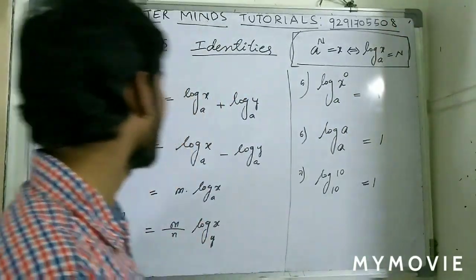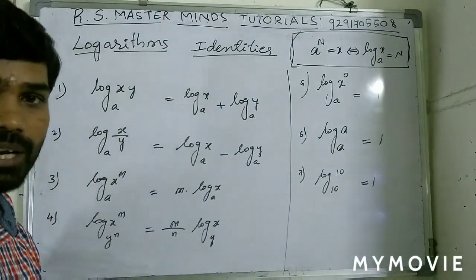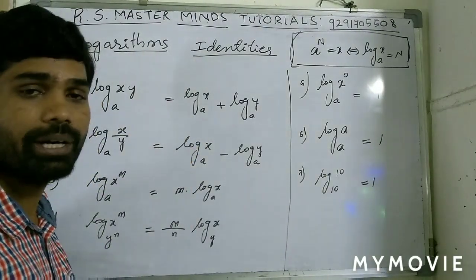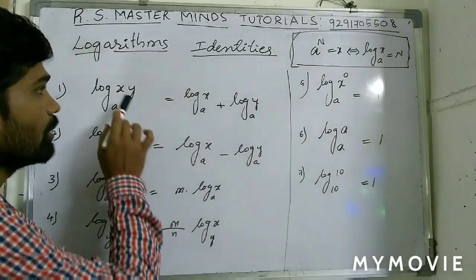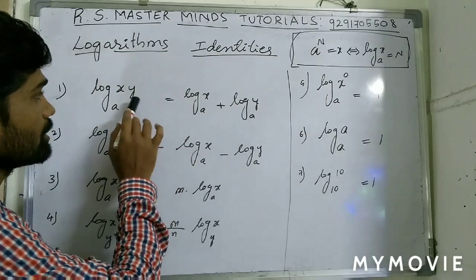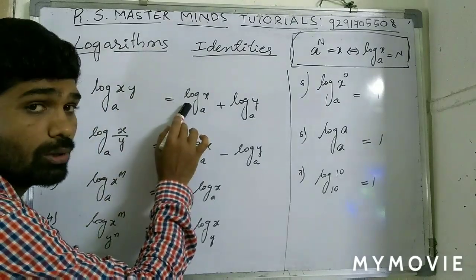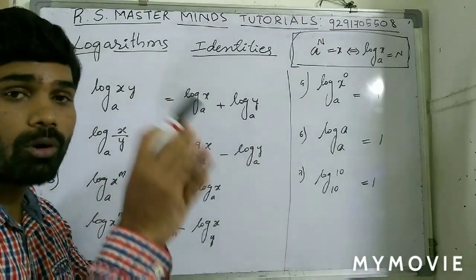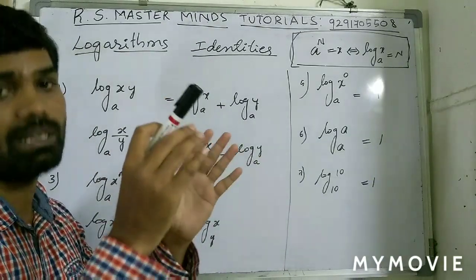Okay, let us see now. Log xy to the base a can be written as log x to the base a plus log y to the base a. So x into y, please observe the process. Log xy is equal to log x plus log y. The product is written as a sum.